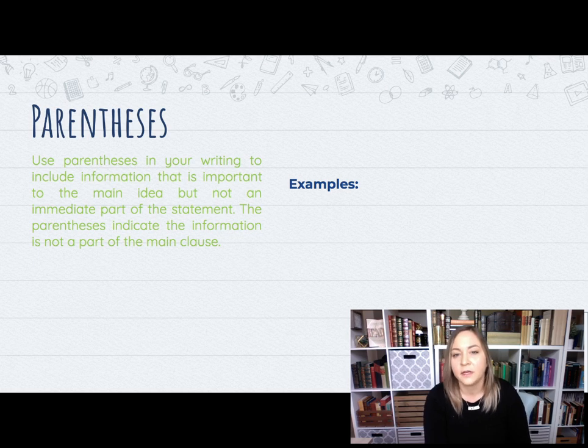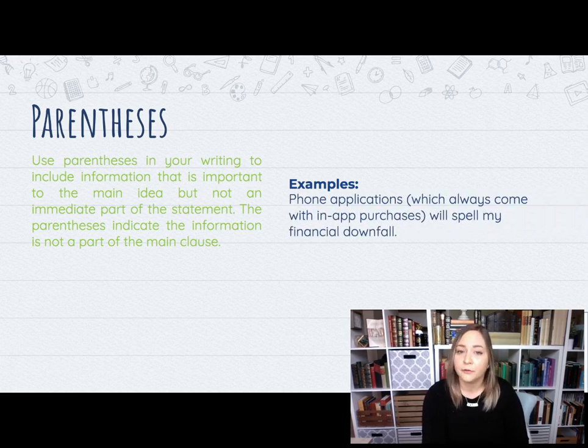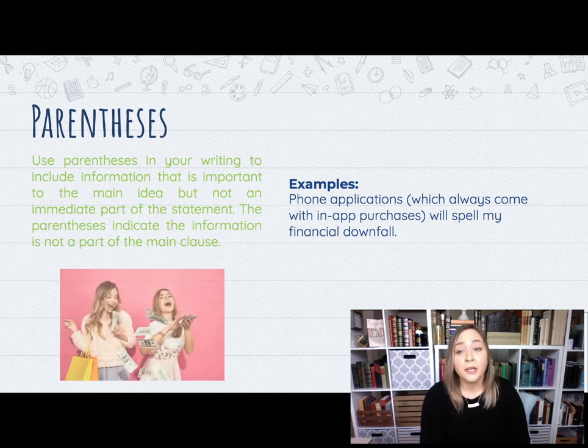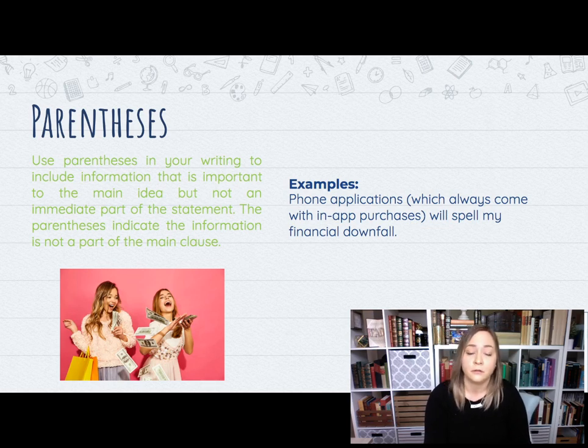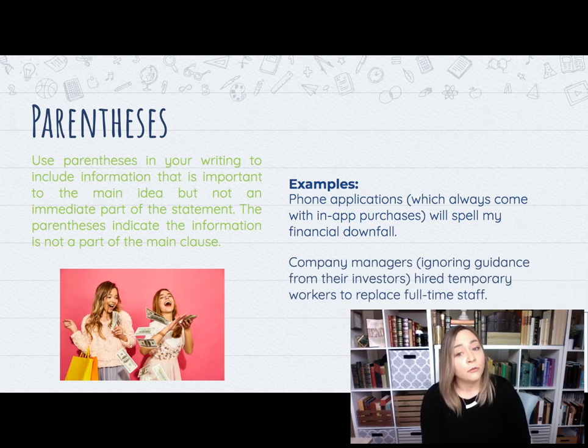They can also be used to cite information, okay, but in your actual writing, they're always going to be used together and they're always going to be used to indicate non-essential information, okay? So phone applications, which always come with in-app purchases, will spell my financial downfall, okay? And then right in our bottom left, actual footage of me making in-app purchases, okay? All right, and then company managers, ignoring guidance from their investors, hired temporary workers to replace full-time staff, okay? So in both these examples, the core sentences can stand alone without the parenthetical information.